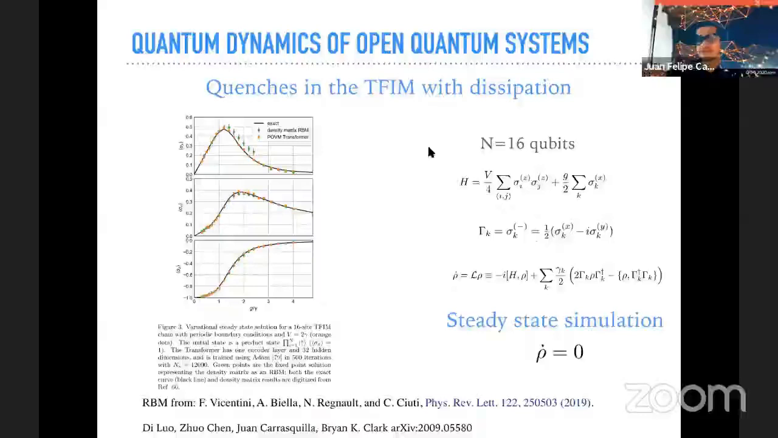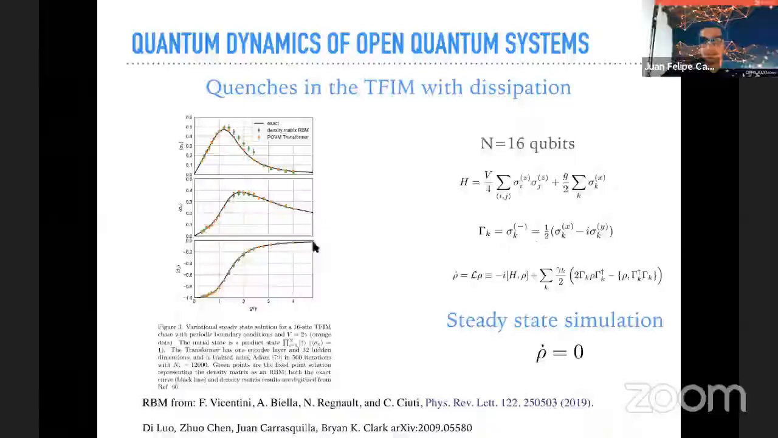So basically, the long time dynamics, the rho dot equals zero state, the density matrix that satisfies rho dot equal to zero. And then we compute expectation value of sigma x, sigma y, sigma z as a function of g, the transverse field, basically. And what we saw is that we're able to reproduce basically the exact numbers pretty accurately.